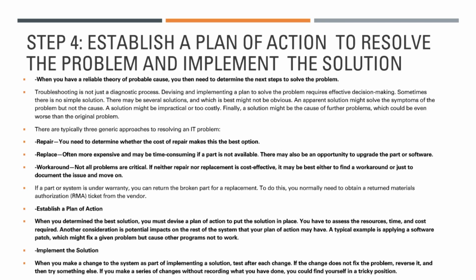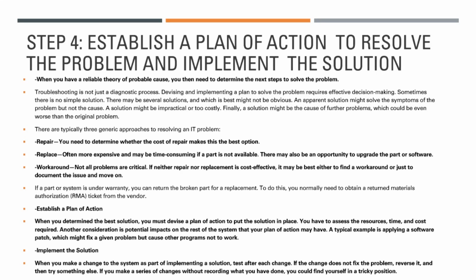If a part or system is under warranty, you can return the broken part for a replacement. To do this, you normally need to obtain a Return Materials Authorization, RMA, ticket from the vendor. Establish a plan of action. When you determine the best solution, you must devise a plan of action to put the solution in place. You have to assess the resources, time, and costs required. Another consideration is the potential impact that your plan of action may have on the rest of the system. A typical example is applying a software patch, which might fix a given problem but cause other programs to not work.